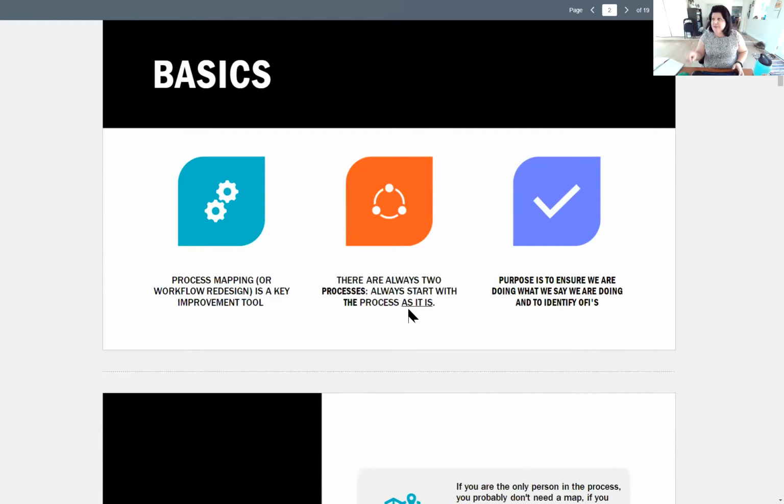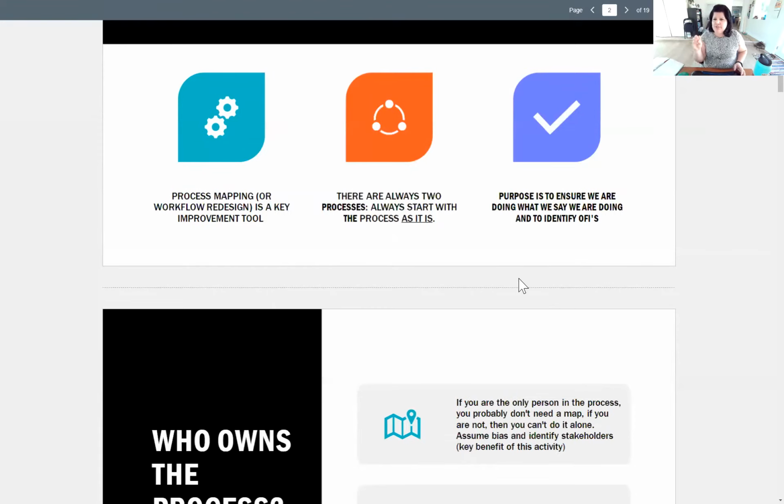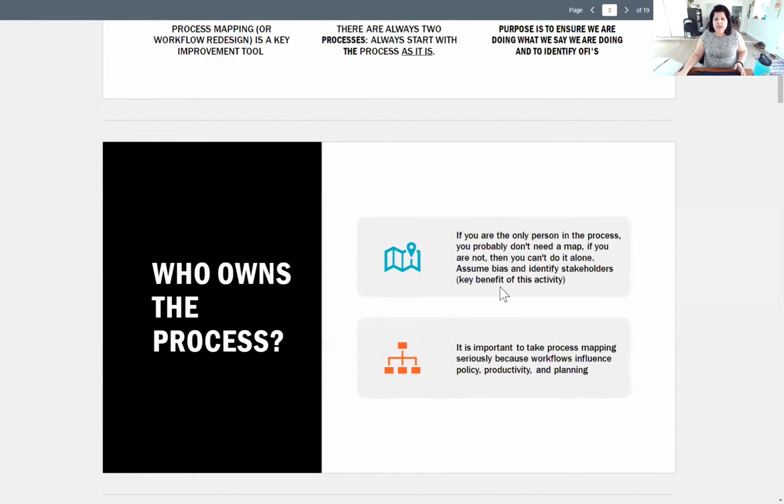And the fundamentals are that there are always two processes. You always start with the process as it is, not as you wish it could be. That's the key, okay? Because the purpose is that we want to see, are we doing what we say we're doing, or what's actually happening? So we do it with what is, not what we want it to be.